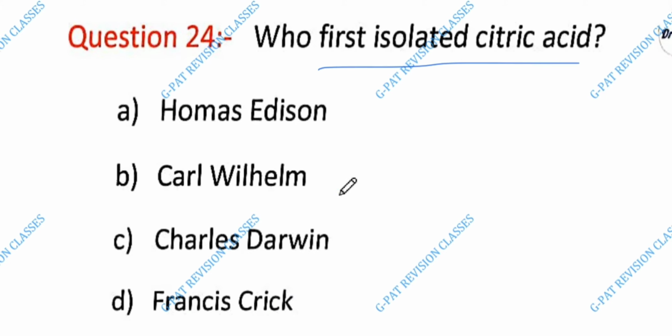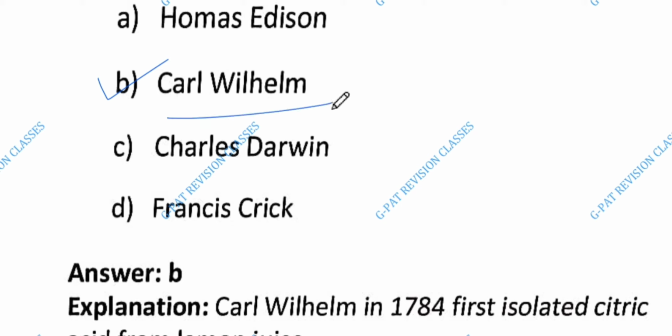Next is question number 24. Who first isolated citric acid? The answer is B. Carl William.